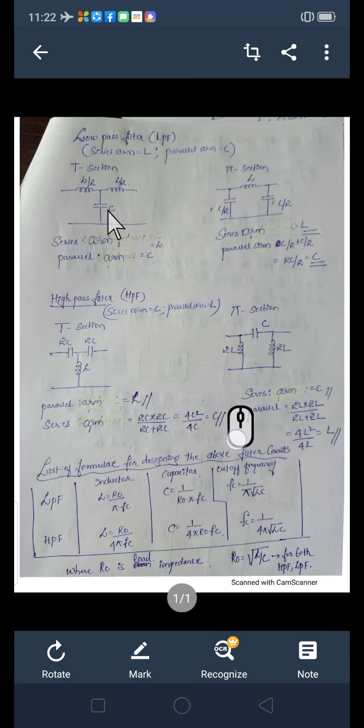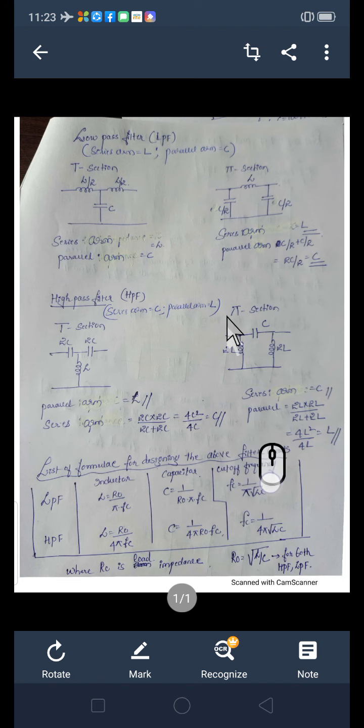You can see here the T section, it is in the shape of a T. This is your filter circuit having components in the T shape. This is the pi section having components in the pi fashion. Here also you can see T and pi. The difference is that this one we call low pass, this one we will call high pass. What is the difference between these filters we will see.